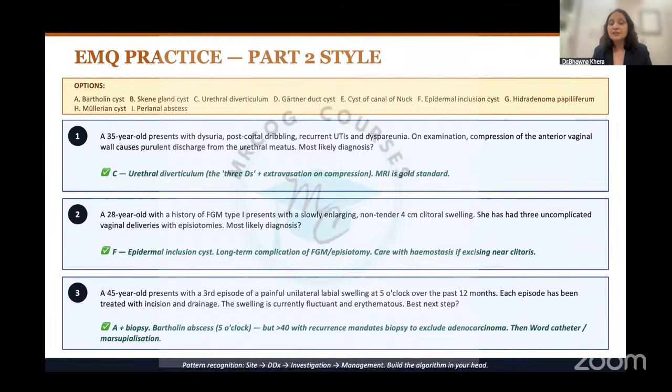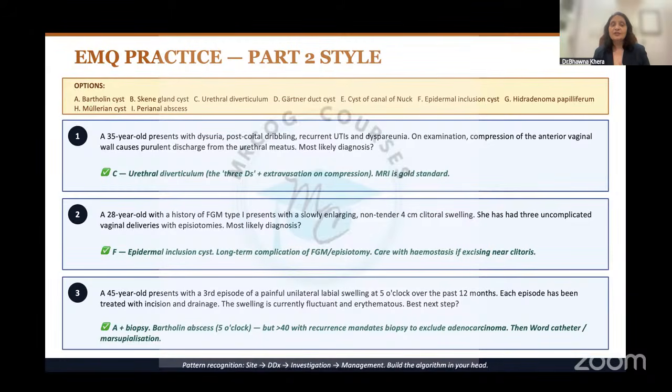A 35-year-old presents with dysuria, postcoital dribbling, recurrent UTIs, and dyspareunia. On examination, compression of the anterior vaginal wall causes a purulent discharge from the urethral meatus. Most likely diagnosis is? So again, as I said, it's an all-time favorite for our MRCOG. So 3Ds, you can see: dysuria, dribbling, and dyspareunia. So altogether, what are they leading to? They are leading to urethral diverticulum. Exactly correct. C is the correct answer here, and MRI is the gold standard.